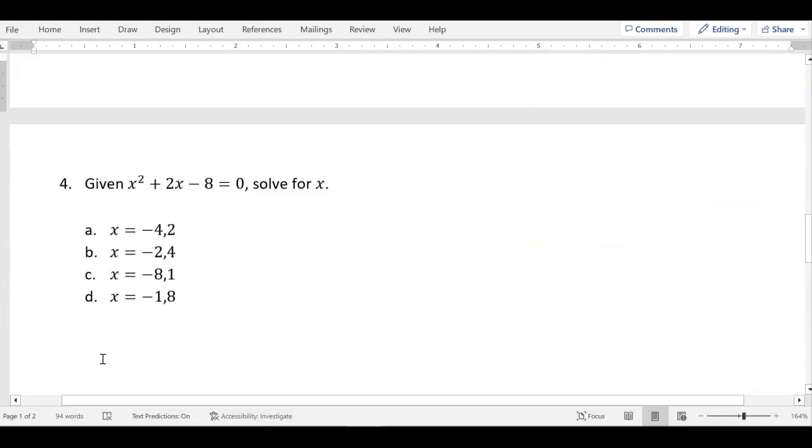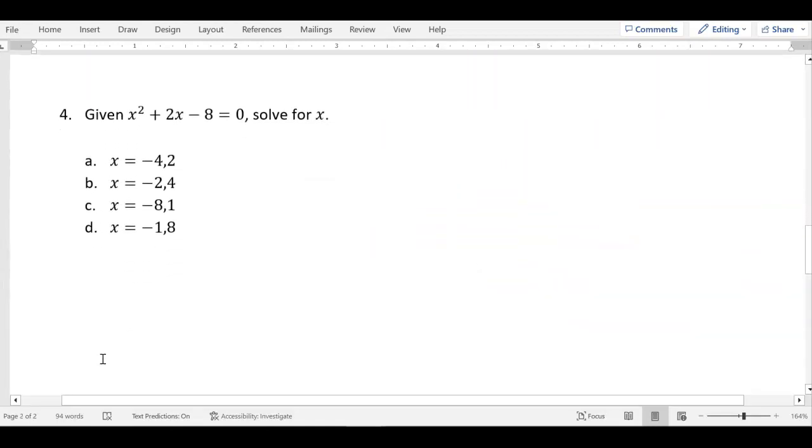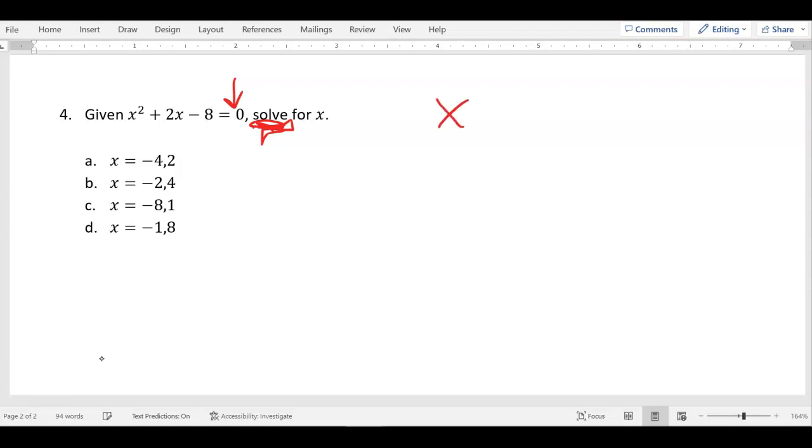All right, number 4. Now we are using the word solve. This is what we've been doing the last couple days. So when you see that equals 0, you know you're going to have to solve for x. So I'm going to write it out here.